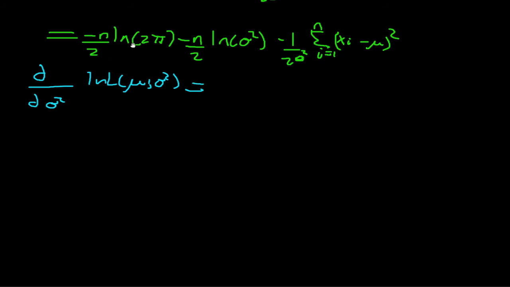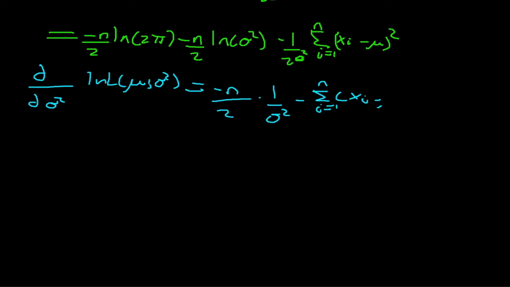This term does not depend on sigma squared, so that will just be 0. The second term does, so that will be equal to this. And please note that we do not have to do anything with the chain rule here, because we are taking the partial derivative with respect to sigma squared and not sigma, and that is what will make this second term a bit tricky as well.